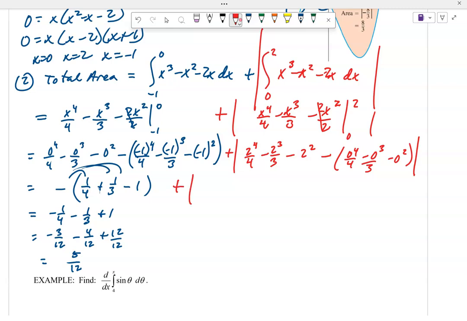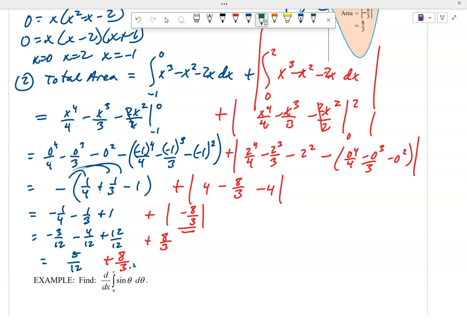So we got absolute value of negative 8/3. So the integral gives us negative 8/3, but we know we're finding total area. So we got to have 8/3. So total area, I take the 5 twelfths, the positive part, plus the absolute value of 8/3. So 5 twelfths plus 8 thirds.